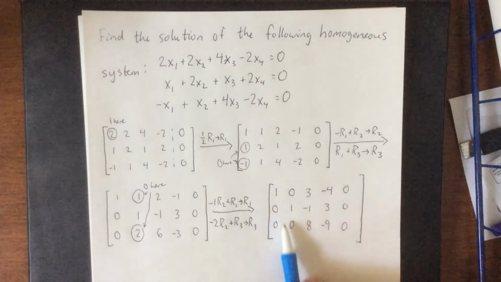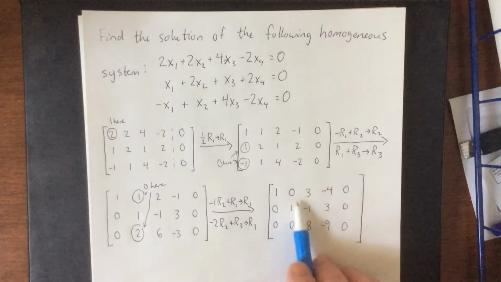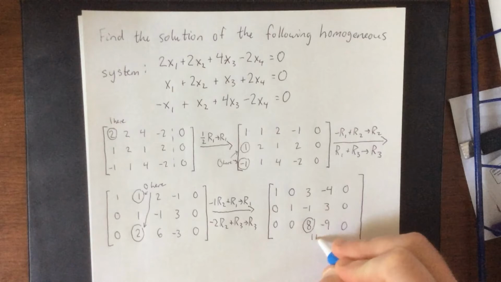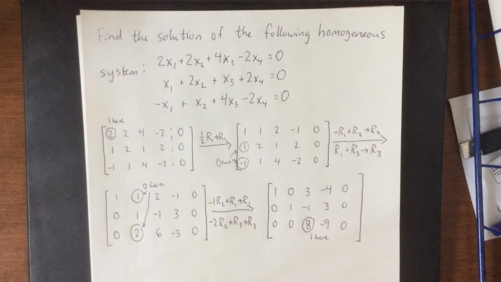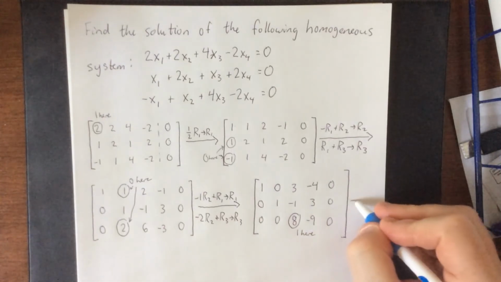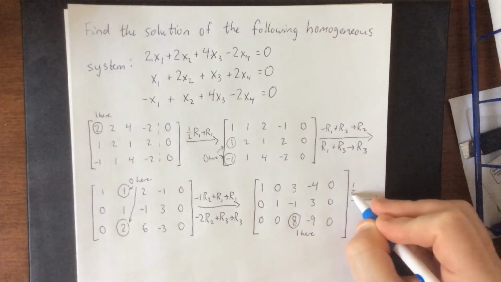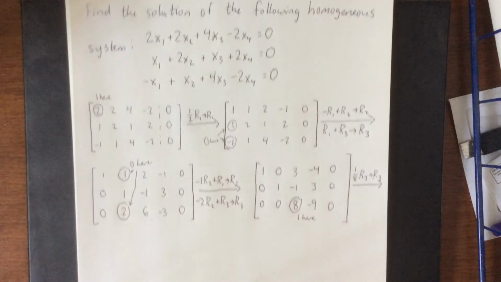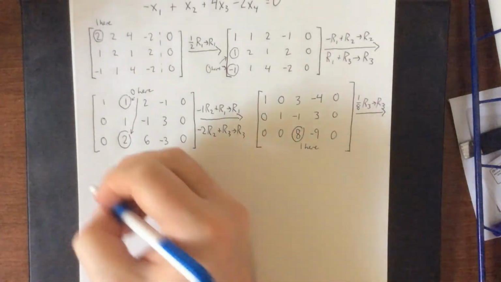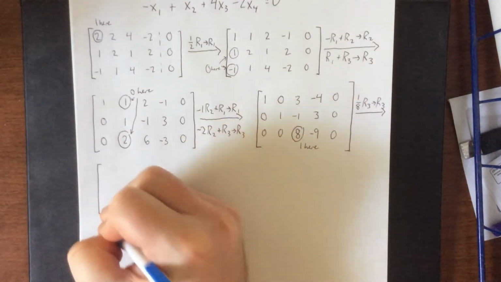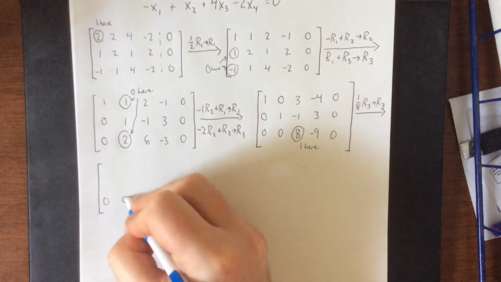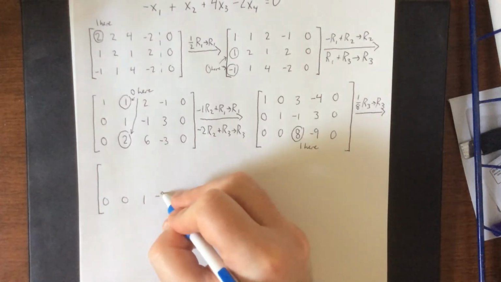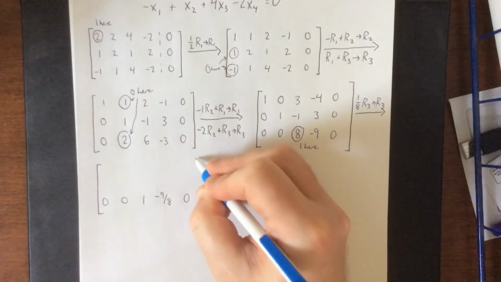Next up, we're going to ignore the first row, the second row, first column and second column, and obtain a 1 in this position. We'll do so in relatively straightforward fashion by taking 1/8 of the third row and making that the new third row. So 1/8 of row 3, that'll be the new row 3. So new third row will be 0, 0, 1/8 of 8 will be 1, and 1/8 of negative 9 will be negative 9/8.